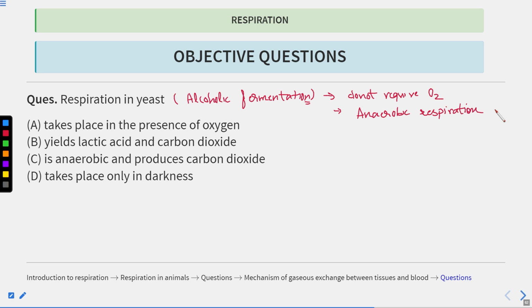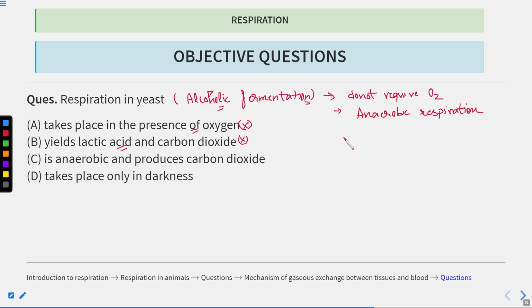Okay, now let's have a look at the options. Option A is takes place in the presence of oxygen. So this is not correct. Option B, yield lactic acid and carbon dioxide. Again, it is not correct. Why? Because in yeast, we observe alcoholic fermentation.